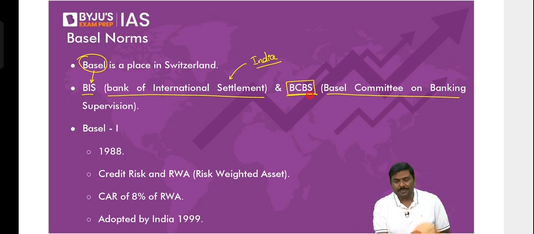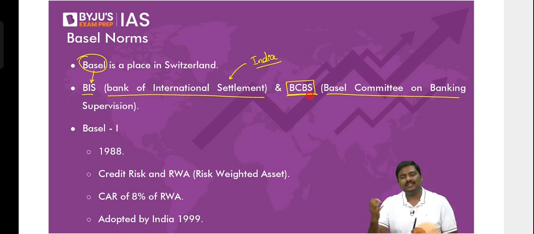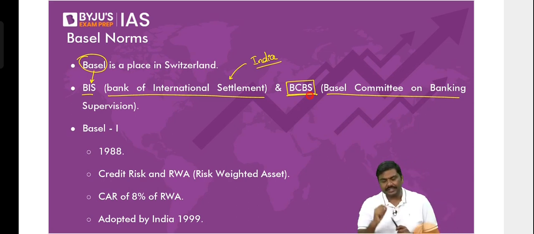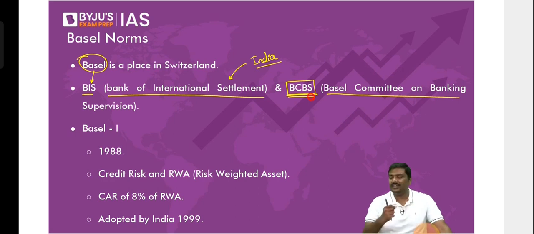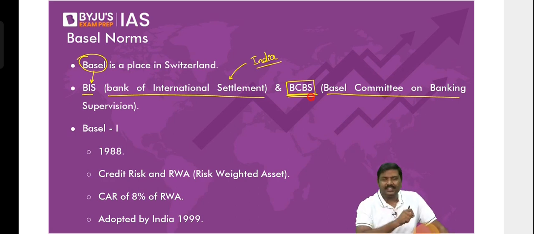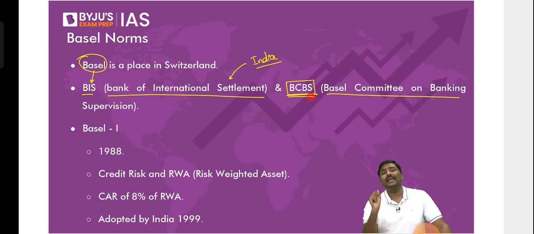Now, this Basel Committee on Banking Supervision will keep on announcing certain guidelines or certain norms. I'll repeat it. The Basel Committee on Banking Supervision will announce certain guidelines or certain norms. And these guidelines are applicable to only the banking sector. Please make it very clear. It is applicable to the banking sector only.